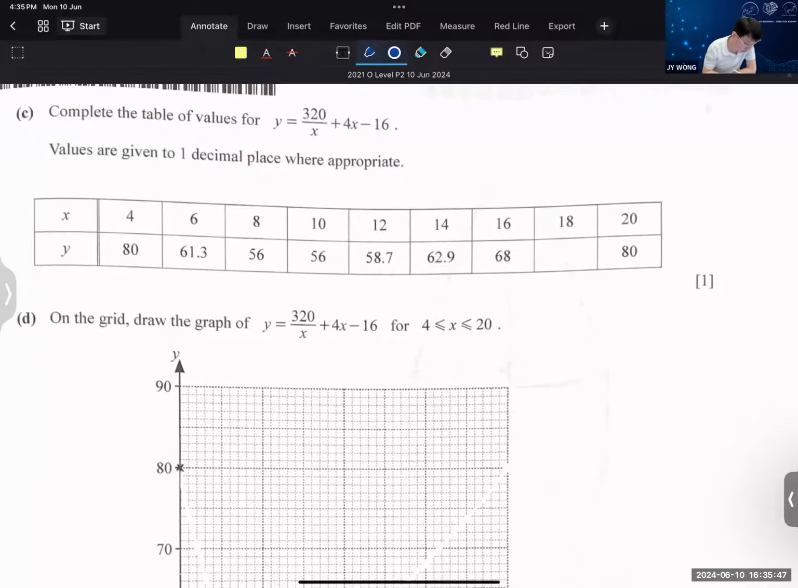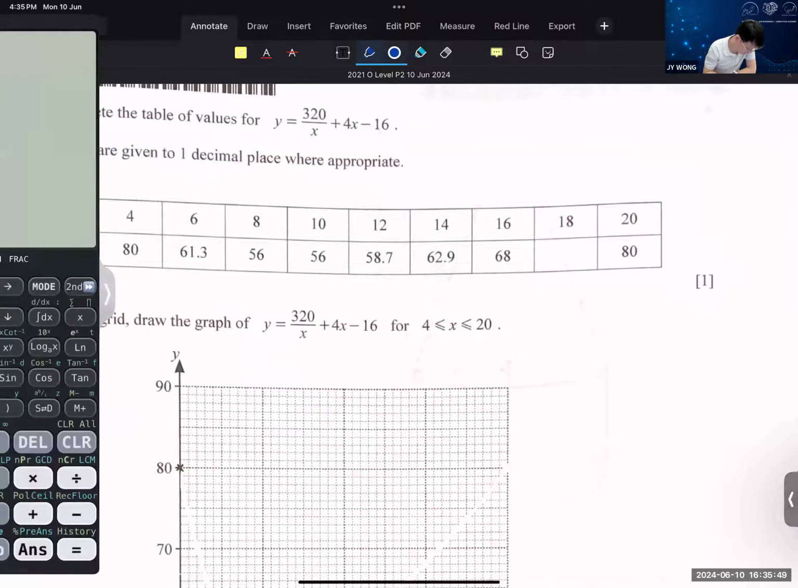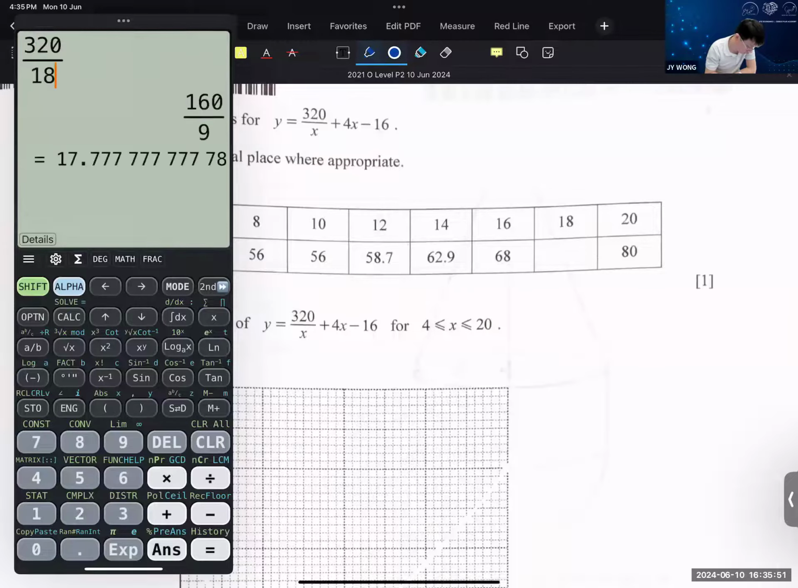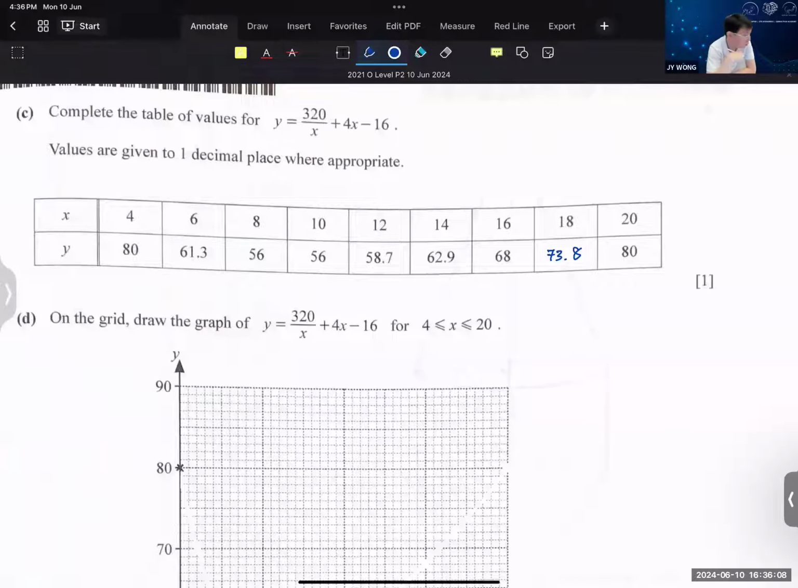So you sub in x equals to 18, your y value will be 320 over 18 plus 4 times 18 minus 16. You'll get 73.77 something, so it's 73.8. Make sure you remember to fill in the value. Then from there, you can plot and draw the graph.